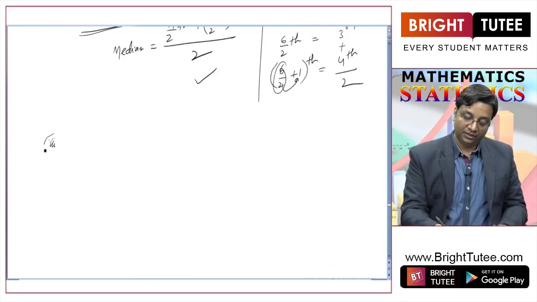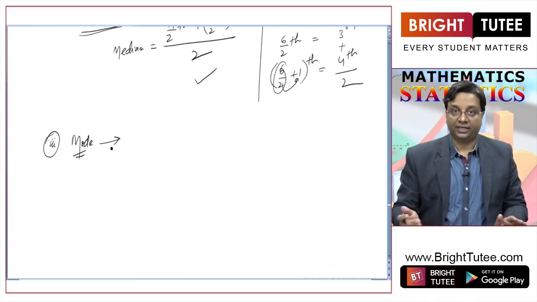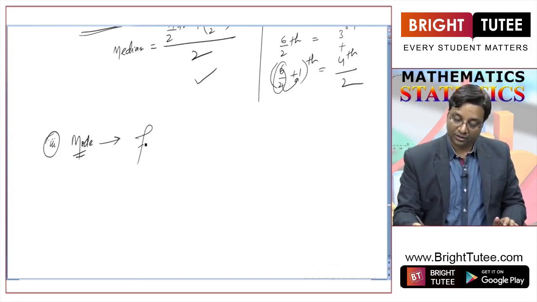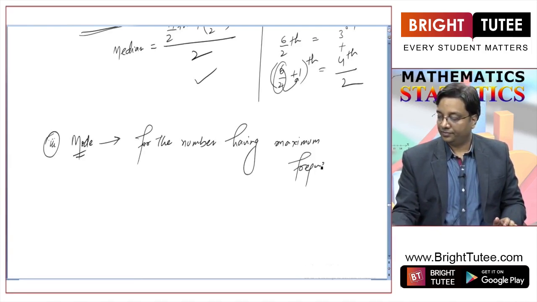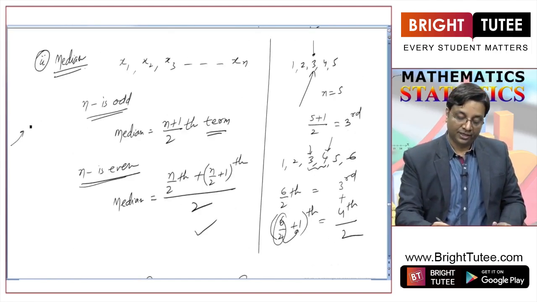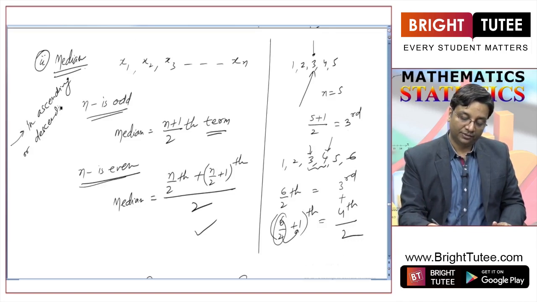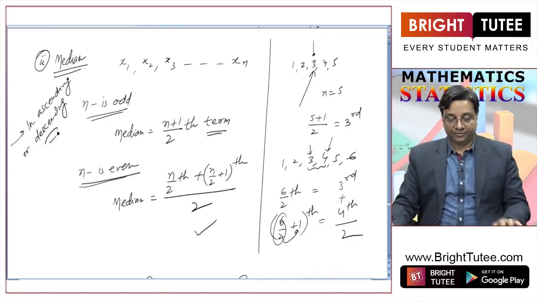For mode, obviously we will write the data and then we will look for the number having maximum frequency, right? In the median, it is important that you write the data in ascending or descending form first. Otherwise, you will reach at the wrong number, right?